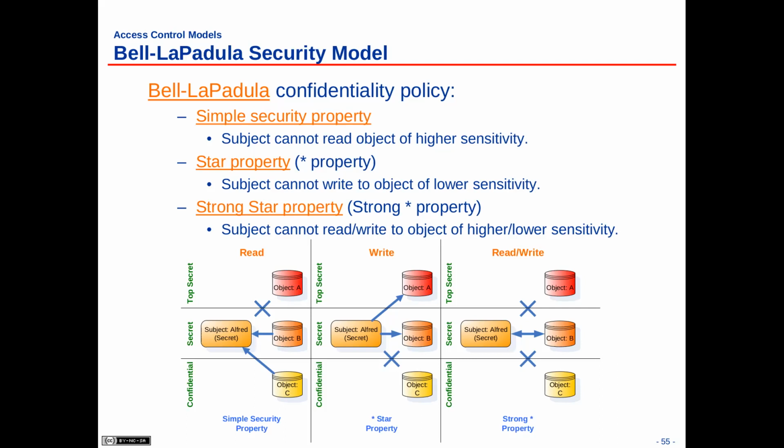However, when you go to the star property, right? Alfred can write to items that are marked secret, and he can write to items that are top secret, but he can't write to items that are unclassified. Why do you think he can't write to items that are unclassified? Why can't he write to lower security items? Leaks. He might leak something from top secret to something below his level of classification.